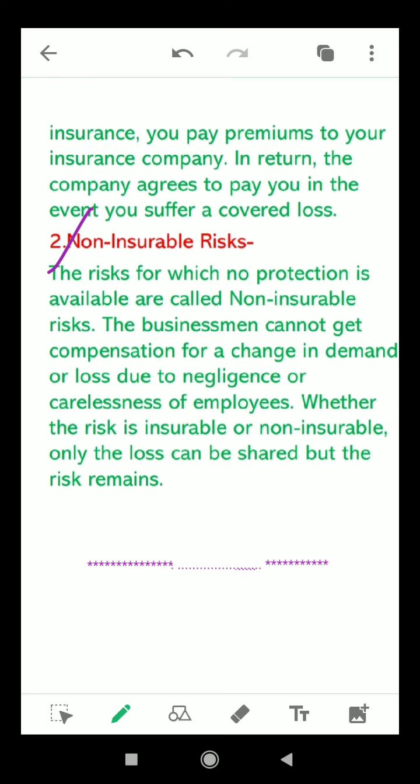So here we came to know about the business risk and their factors or natures or types or causes. So here we have come to an end of our chapter 1. So do complete your notes. Thank you.